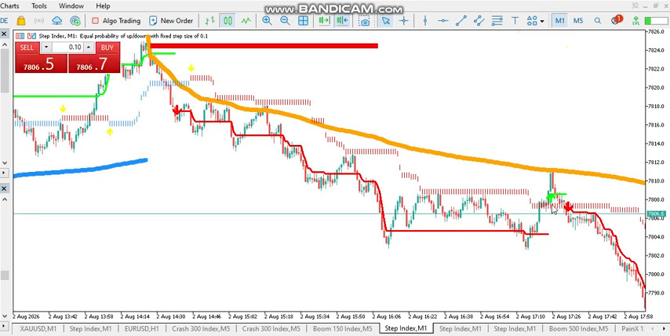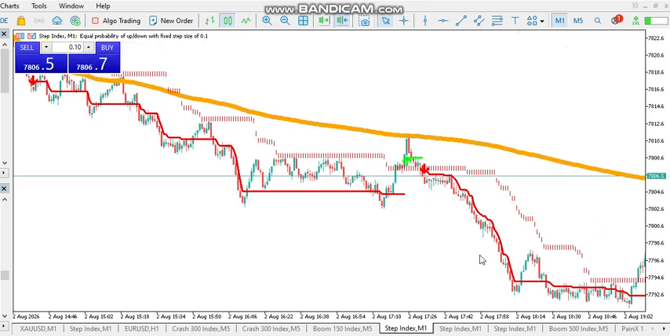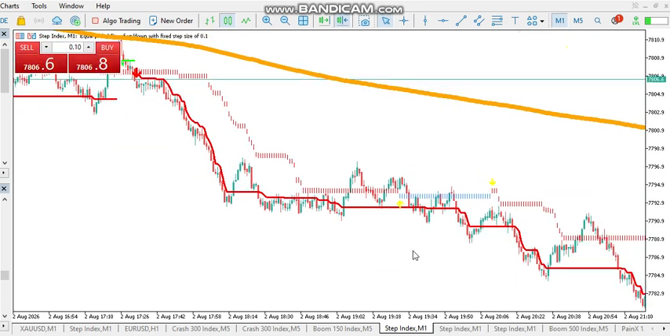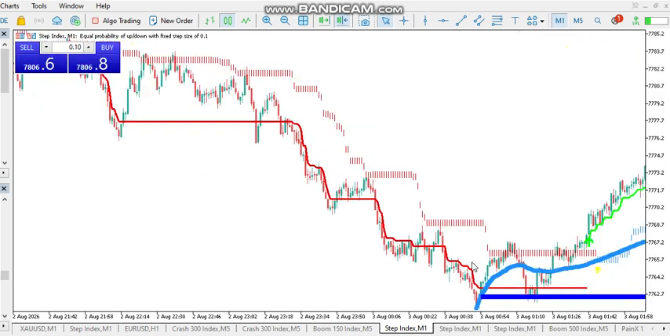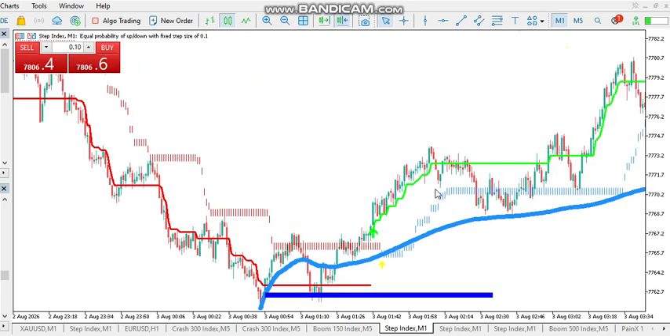We have a rejection zone here, and we have another arrow indicator appear here, which is the same red. It will still continue the trend, and you can see how massive this goes on our Step Index 1 minute time frame. You can see it still continues, you can see how massive it is, and it ends at this particular place. And also we have another uptrend move here.